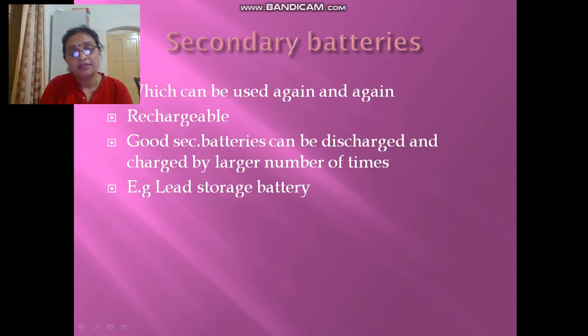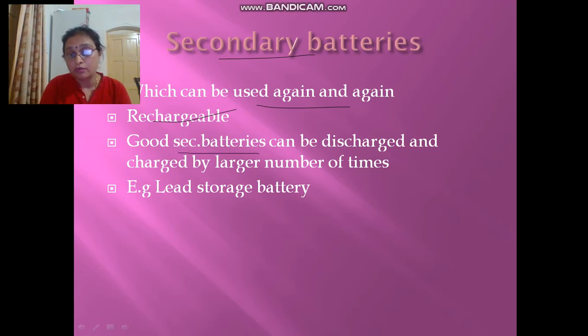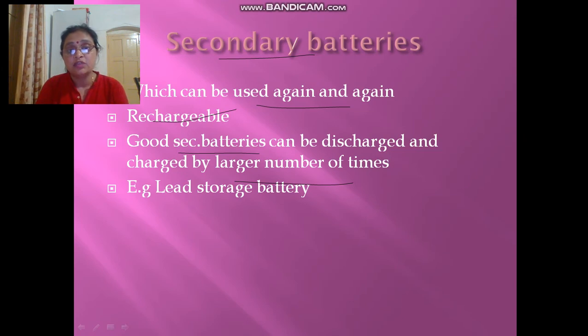Now secondary batteries. Till now we know the primary batteries cannot be used again and again, but in reverse, secondary batteries can be used again and again, that is, they can be recharged. When we talk of rechargeable, that means good secondary batteries are those which can be charged again and again and used again and again. Such batteries we term good secondary batteries. An example is the lead storage battery.